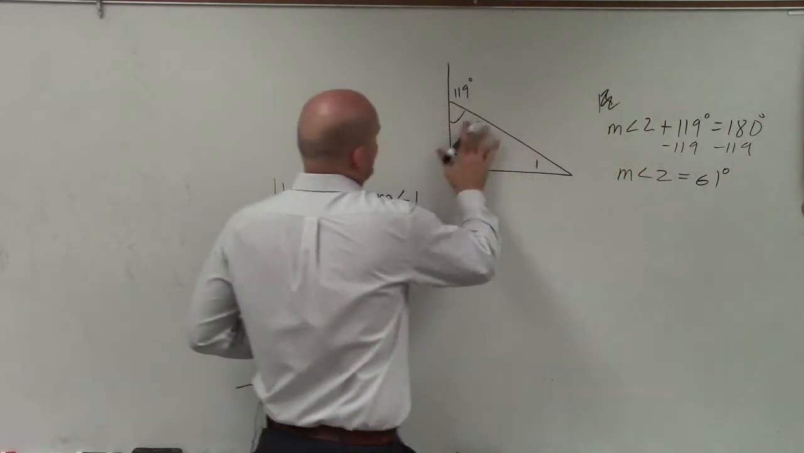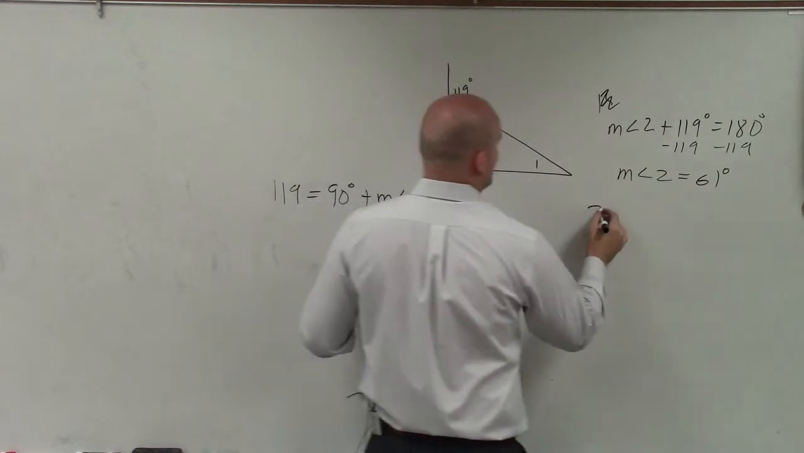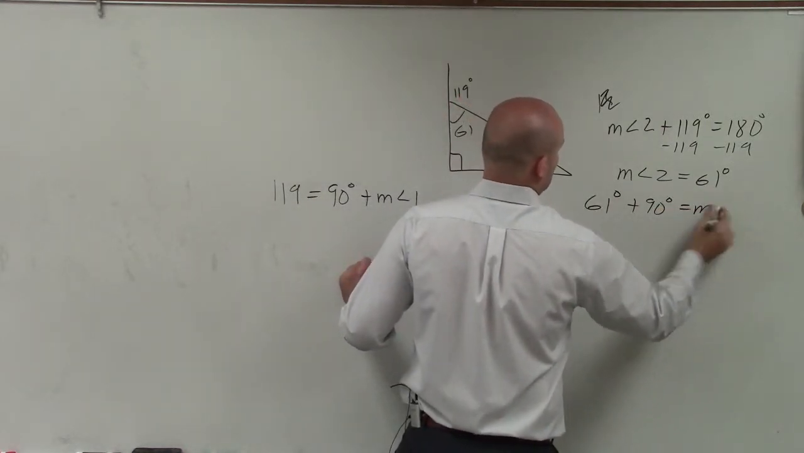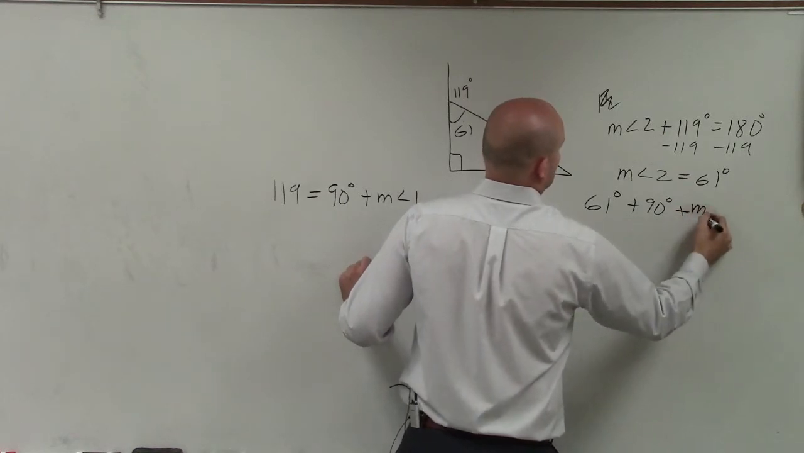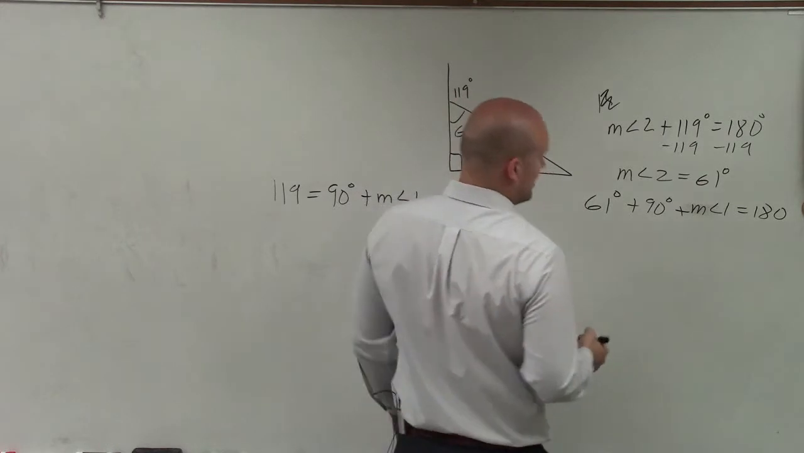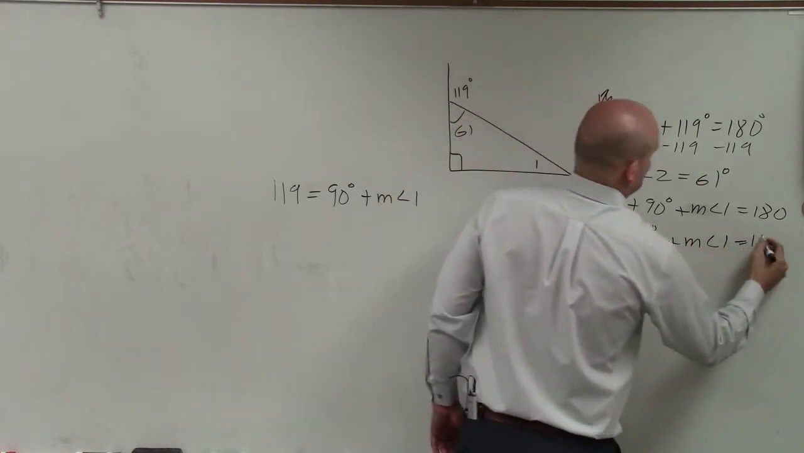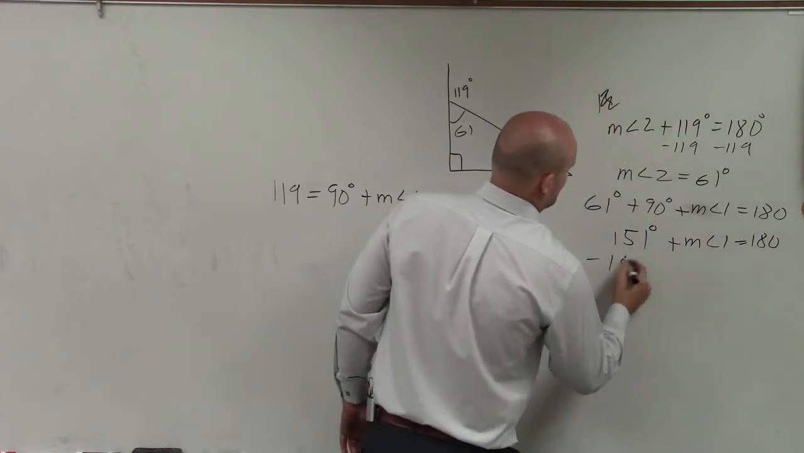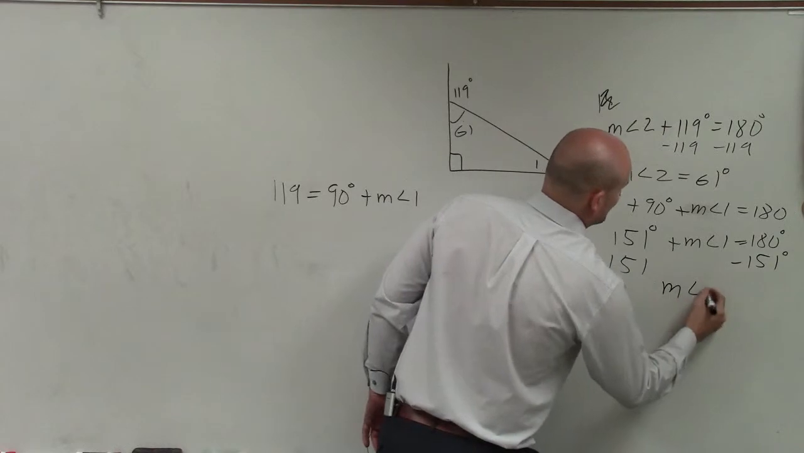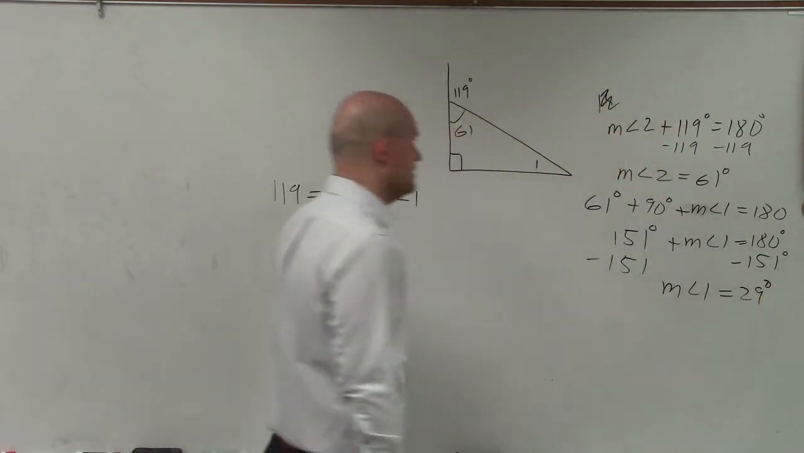And then once I know that that is 61 degrees, I could say that the sum of all these angles adds up to 180. So I could say 61 degrees plus 90 degrees plus the measure of angle 1 equals 180 degrees. Well, that becomes 151 degrees plus the measure of angle 1 equals 180. Subtract 151, subtract 151. Measure of angle 1 equals 29 degrees. So that is one way.